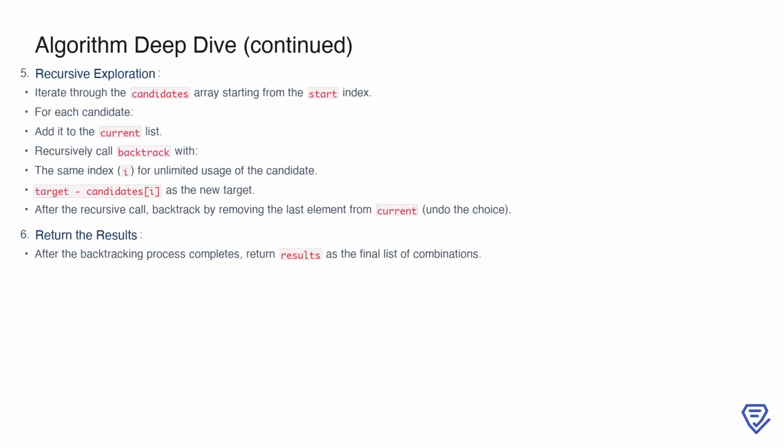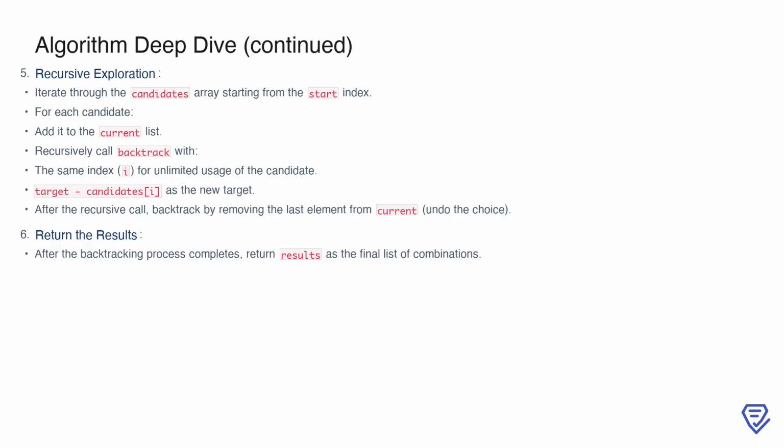The heart of the algorithm lies in the recursive exploration process. Here, we iterate through the candidates array starting from the given start index. For each candidate, we add it to the current list, essentially making a choice to include it in the current combination. Then, we call the backtracking function recursively, passing the same index to allow reuse of the current candidate and updating the target by subtracting the value of the candidate. This recursive call explores all possibilities with the chosen element. After the recursive call completes, we undo the choice by removing the last element from current, which is the backtracking step.